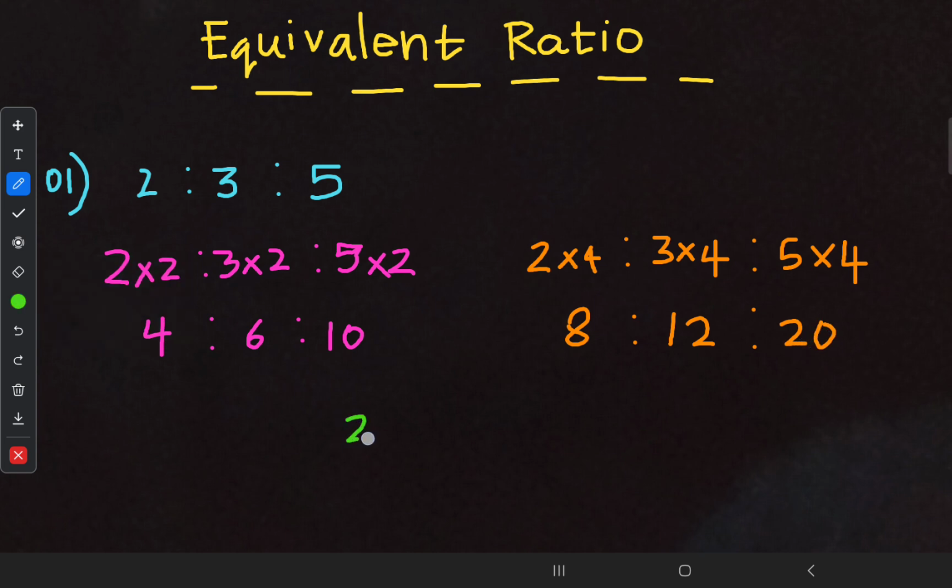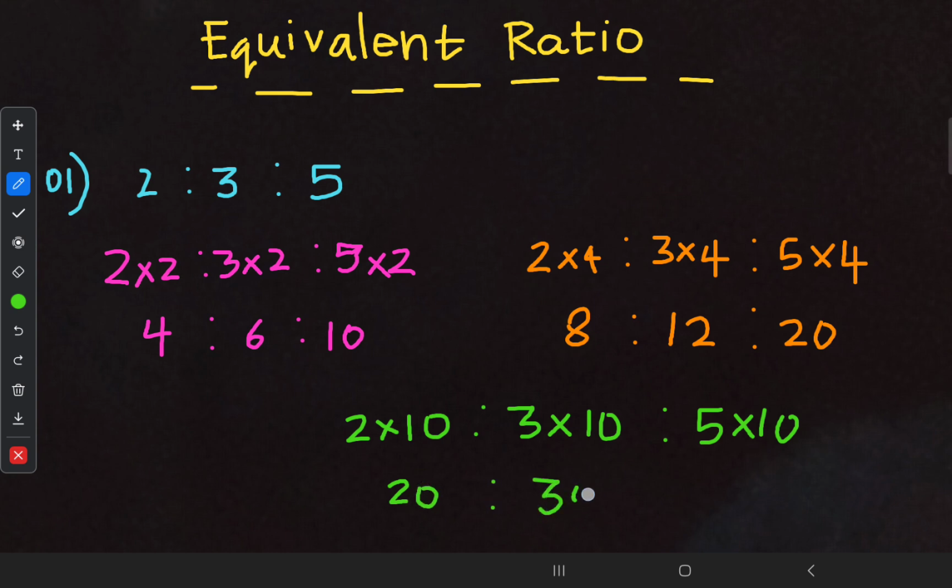Then we can multiply by 10. 2 into 10, 3 into 10, and 5 into 10. You can multiply by the same number. All three should be multiplied by the same number to obtain your equivalent ratio easily. It's very easy to find an equivalent ratio in this case.